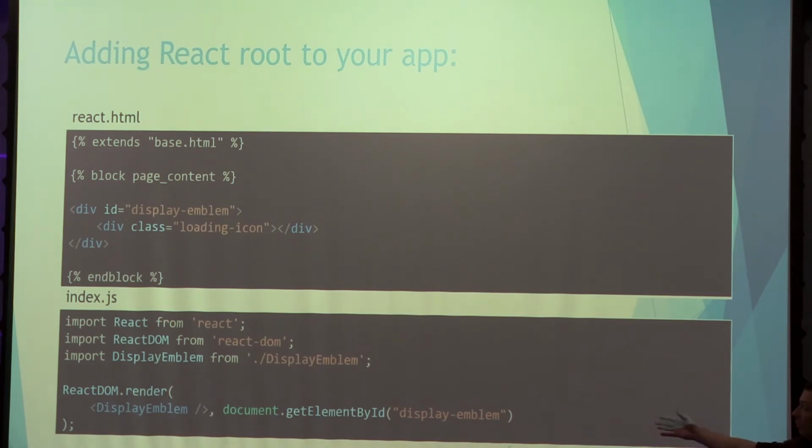And you can see on the bottom here is my React component being instantiated. So document get element by ID is display emblem, and then I'm going to put the output of my display emblem React component into that div. So everything will be stripped out.